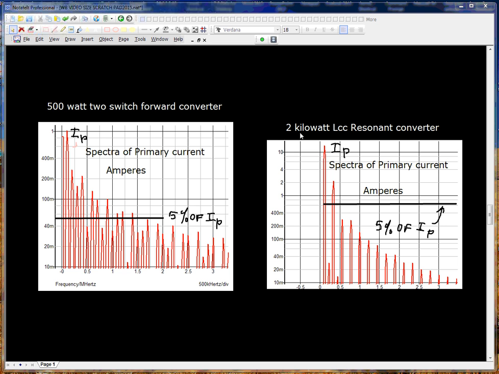Now here's a 2 kilowatt LCC resonant converter. You can see the peak current's about 14 amperes. Can't see it very clearly, but that's what it is. Here we only need to calculate at the fundamental frequency and for all practical purposes the third harmonic. We have to make 2 calculations. What are the benefits of using resonant topologies?